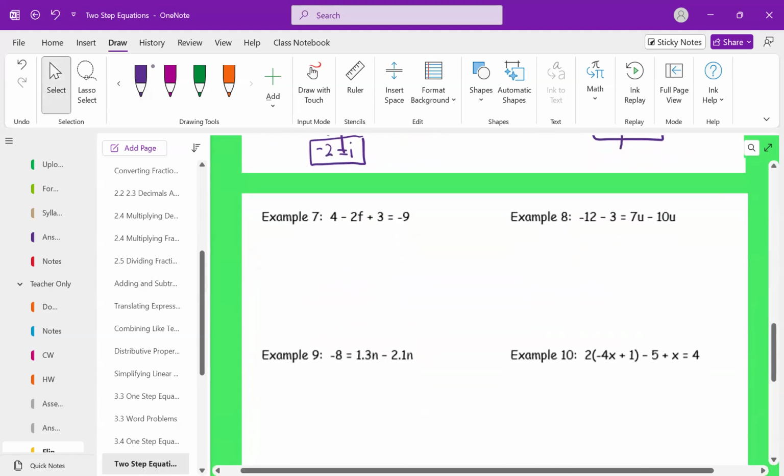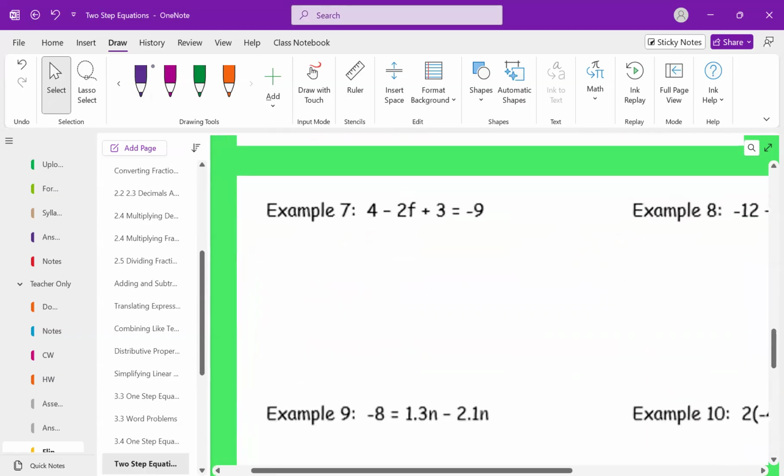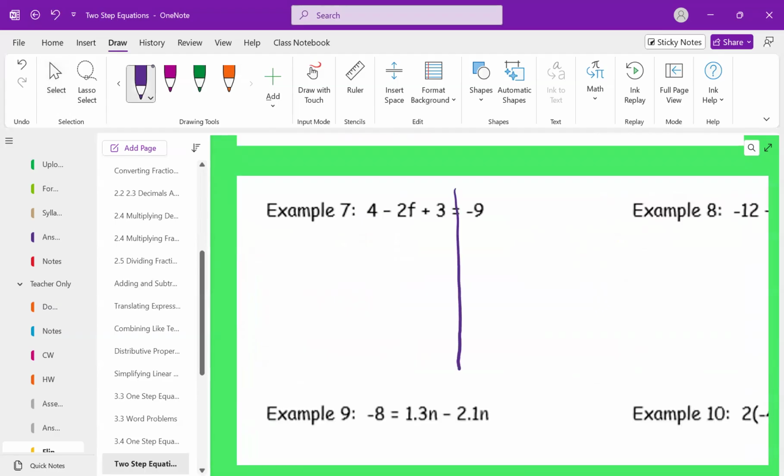Take a look at example 7. What do you think the first step is here? Combine like terms, exactly. Which terms are the like terms? Is it 4, 3, and -9? It's not, because that -9 is on the other side of the equal sign, so we don't want to combine it with the other constants, just the ones on the same side. So 4 and 3 is 7. Bring down the variable term, and now we're ready to solve.